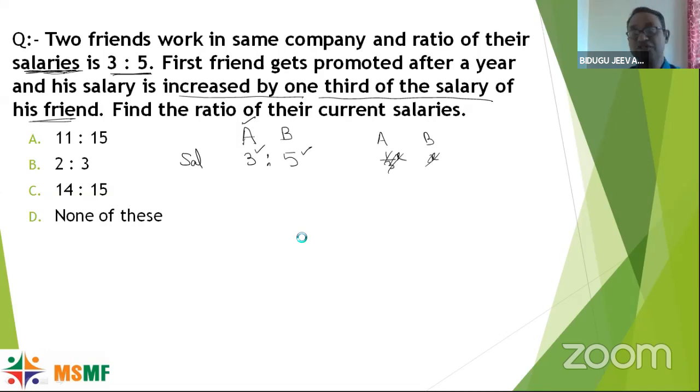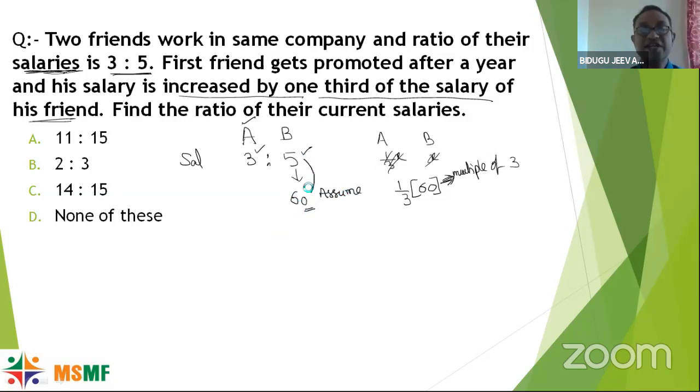Now let me do this one. See, from this 1/3, his salary increased. So 1/3 in the sense, this part must be a multiple of 3. Multiple of 3. Okay. I hope you are clear now. Let me assume this part is 60. Assume this part is 60.